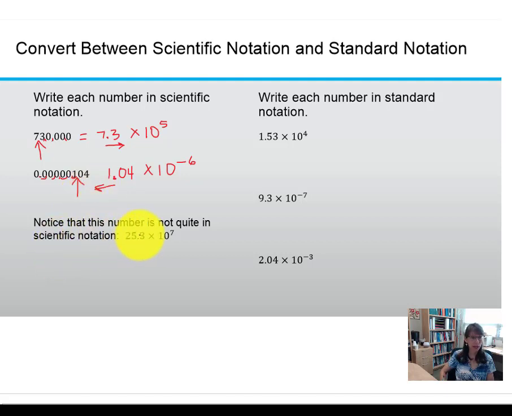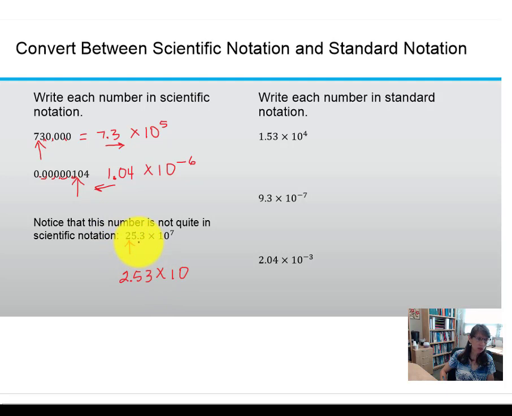Now notice here that we have a number that's not quite in scientific notation. 25.3 times 10 to the 7. So at first glance it looks like scientific notation, but look, 25 is not a number between 1 and 10. The decimal should actually be placed between the 2 and 5. So it should be 2.53 times 10 to some power.